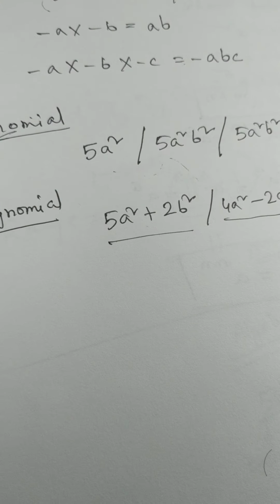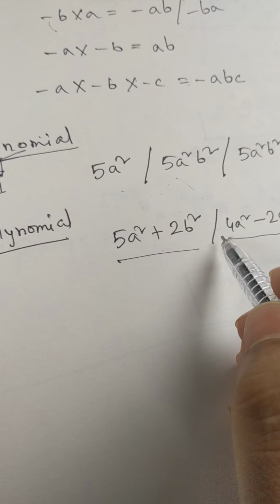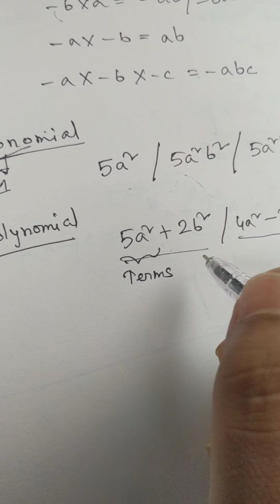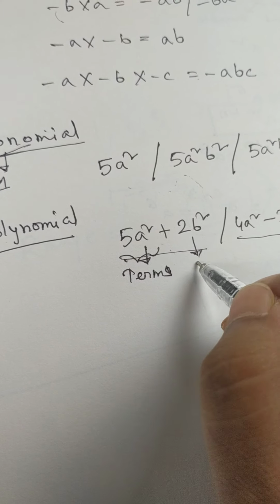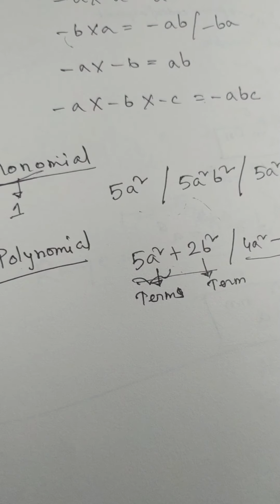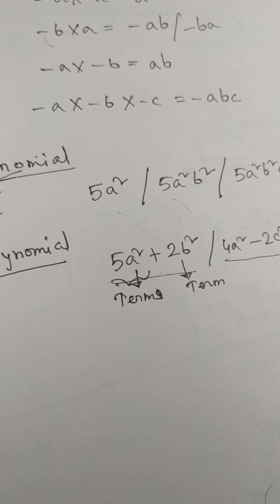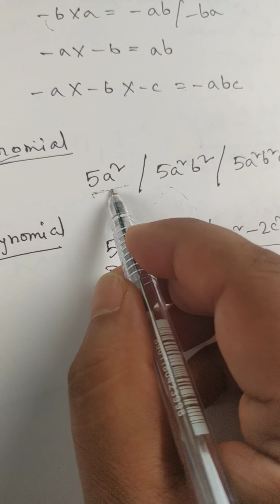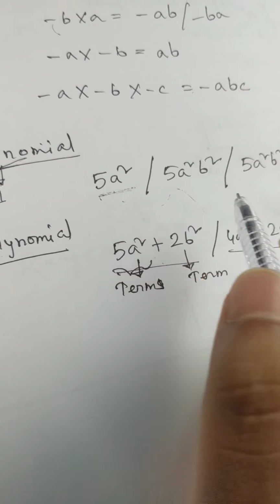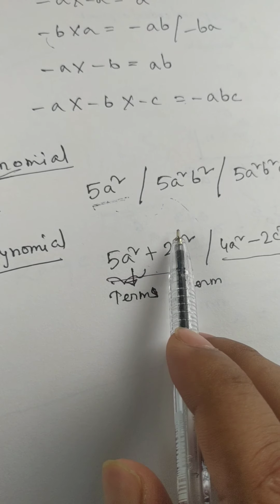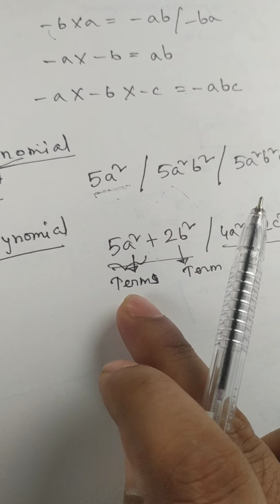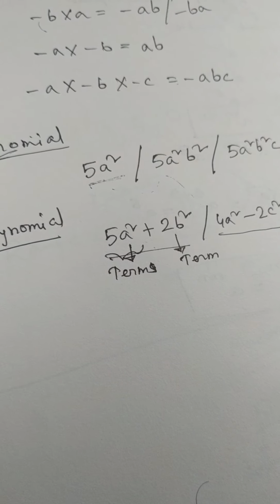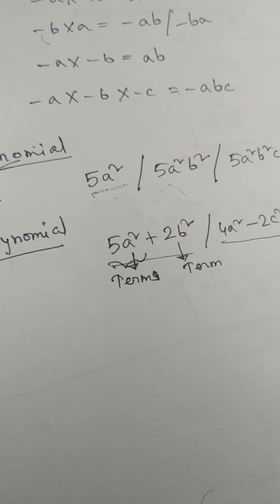In a polynomial, you will always see a plus sign or a minus sign. These are called different terms. This is one term, this is another term. If an algebraic expression has more than one term, then we call it a polynomial. If there is only one term, then we call it a monomial. So in this case there are two terms, that's why we call this a polynomial. A polynomial does not mean it will only have two terms, it can have more than two. The main point is a polynomial will always have two, three or more terms.